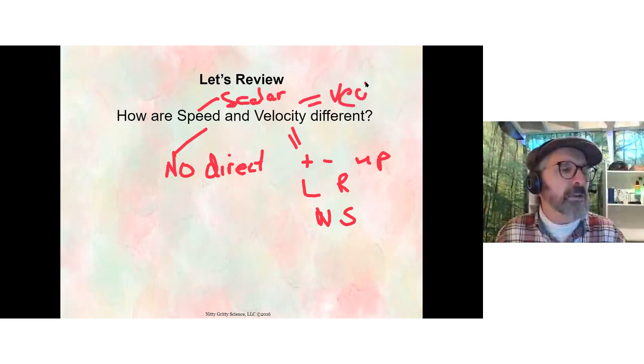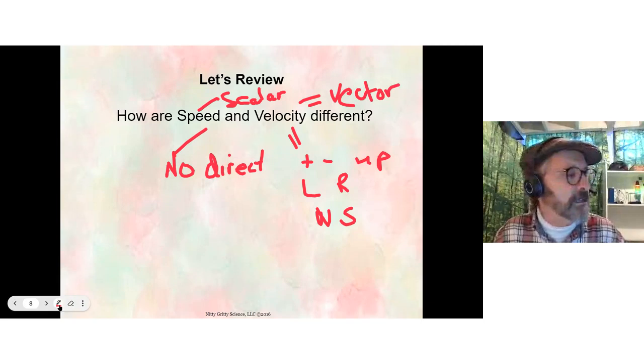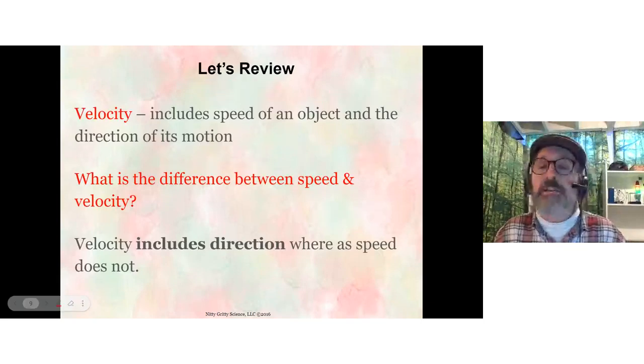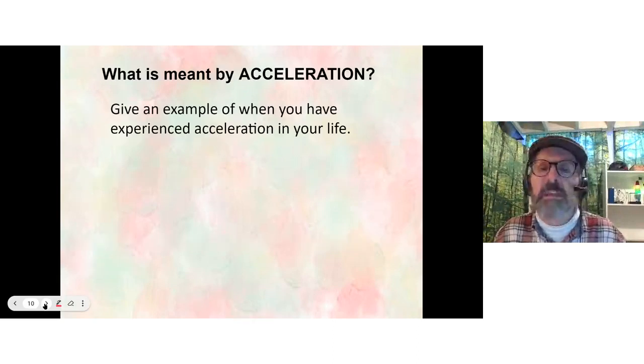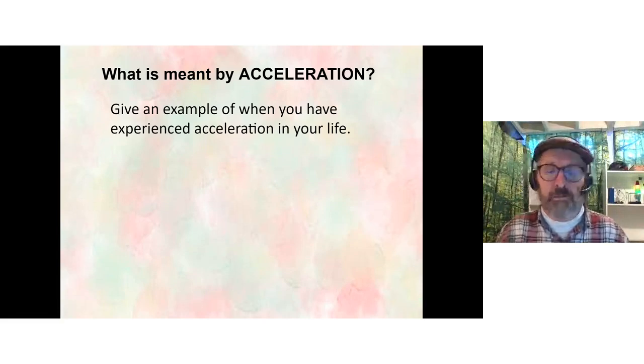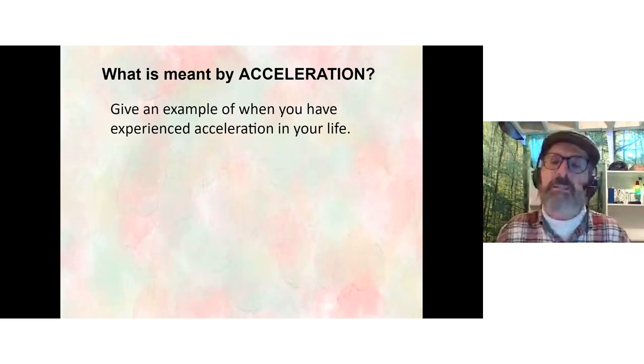So we're going to talk about acceleration now. Acceleration is a bit different. Velocity includes speed and direction. The difference between speed and velocity: velocity includes direction. And you guys said that. Excellent. So here, give me an example, start a poll. What is acceleration? I'll give you a hint. And it's different from velocity. Okay, so let me show you why.